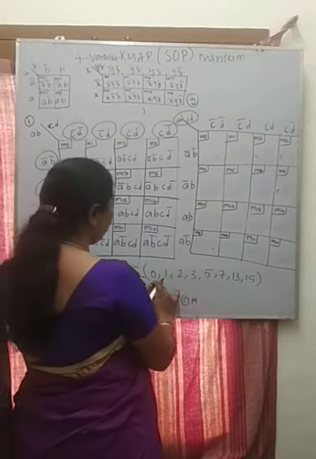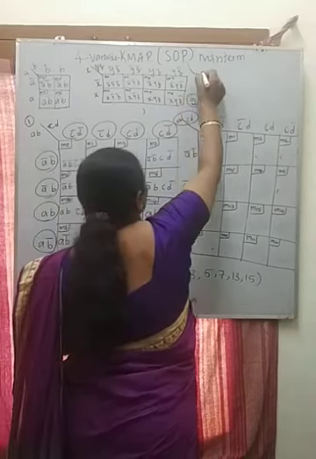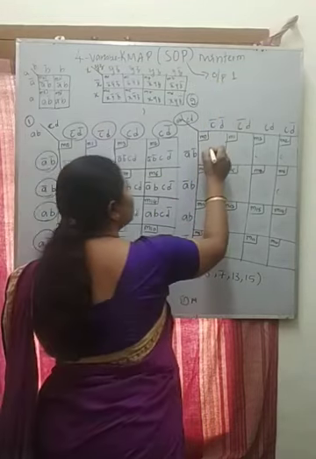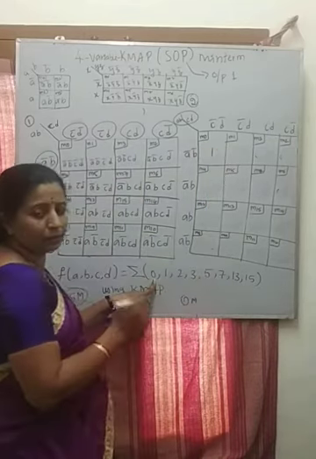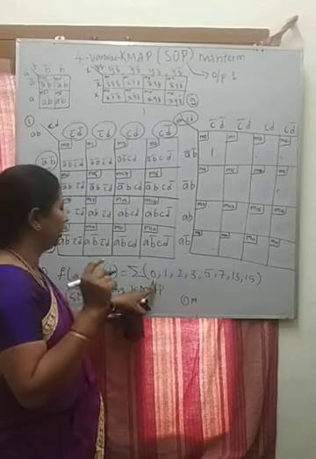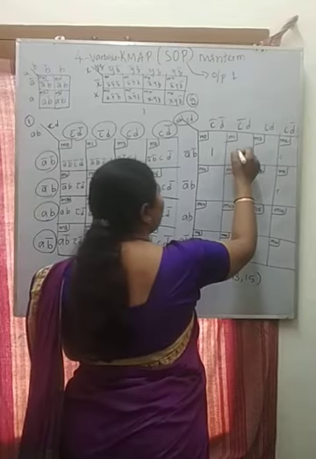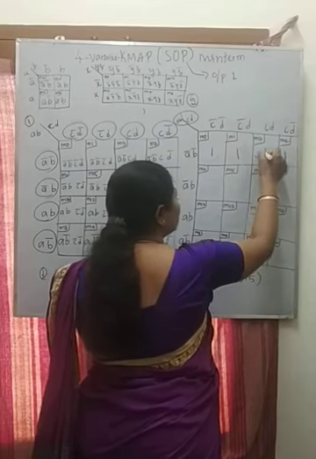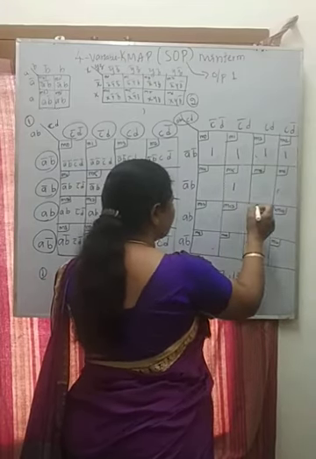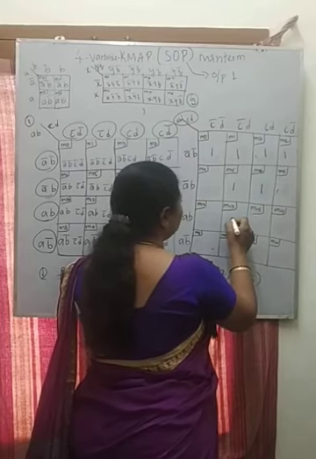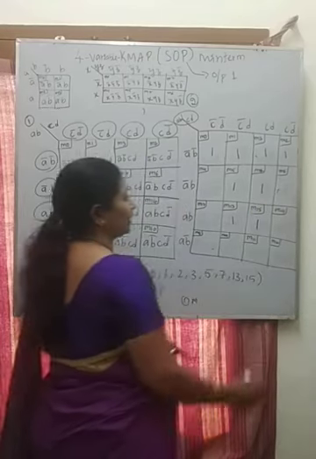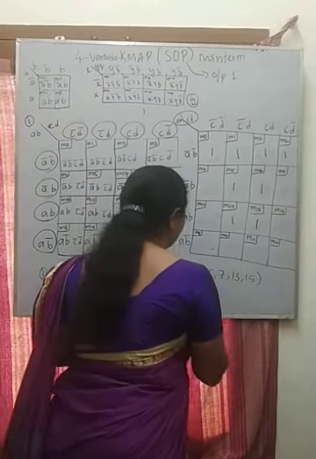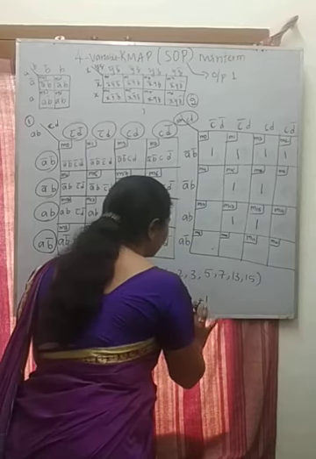Now, in SOP the output is 1. The value that is present, you need to write 1 in front of it, in that particular cube. That means M1 is present, M2 is present, M3 is present, M5 is present, M7 is present, 13 is present, 15 is present. Writing only this much will add another 1 mark.